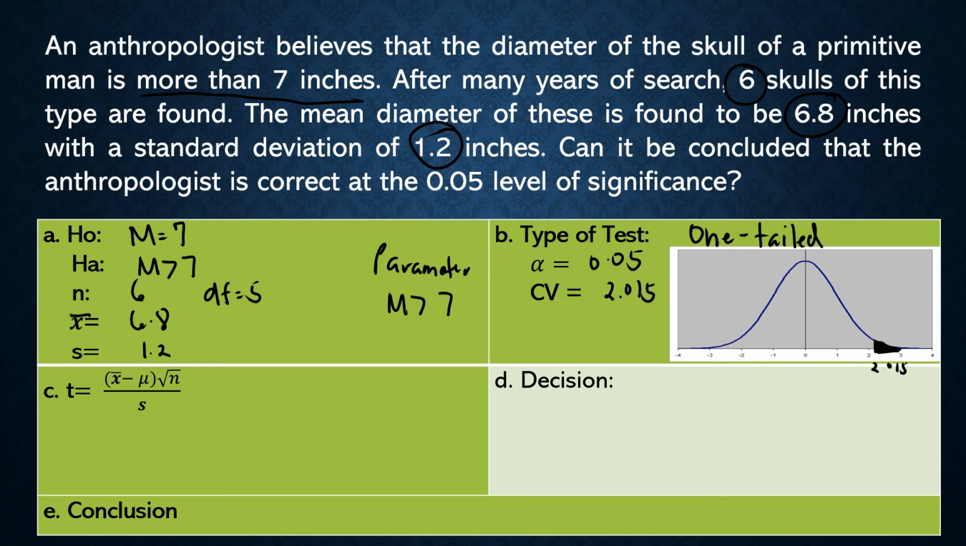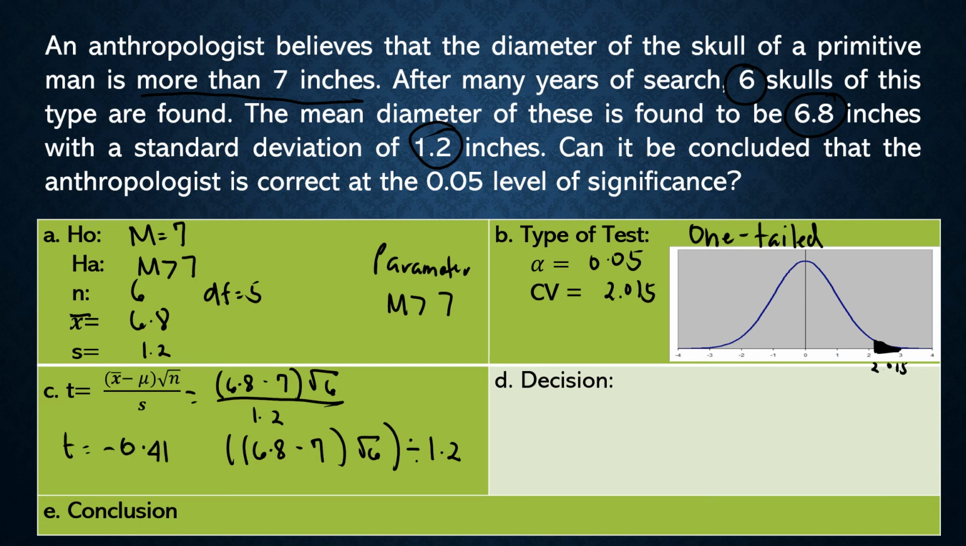Now, let's substitute the given values to the given formula of t. So we have, instead of writing X bar, we're going to have 6.8 minus mu, which is 7, times the square root of N, which is 6, divided by 1.2. So if we're going to press this using your scientific calculator, we have double parenthesis 6.8 minus 7, close, times square root of 6, close, divided by 1.2. Now, if we're going to compute that, your computed t-value is negative 0.41. Okay, so we have negative 0.41.